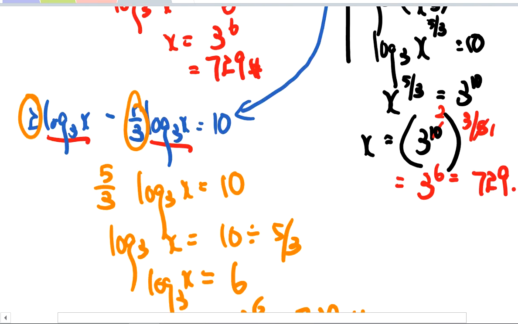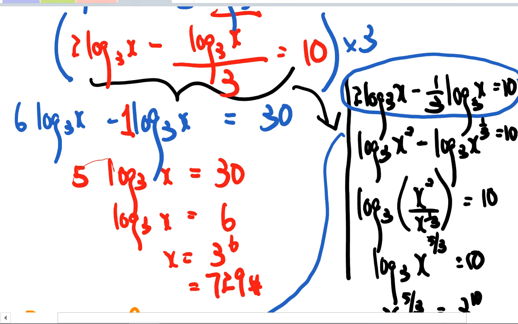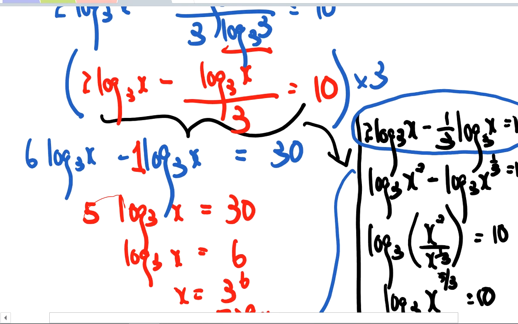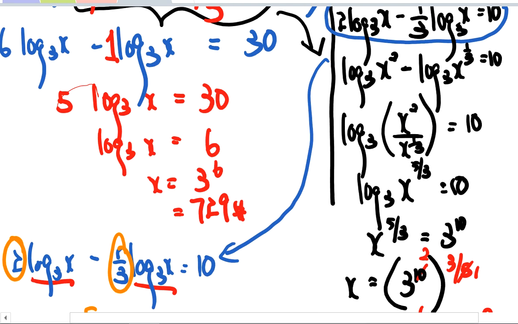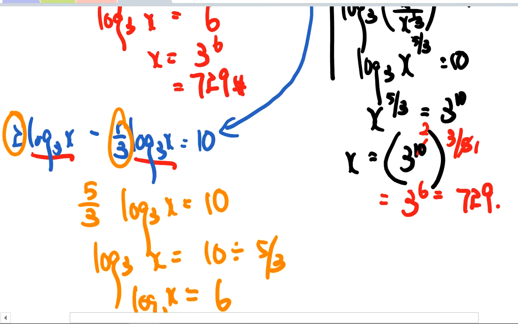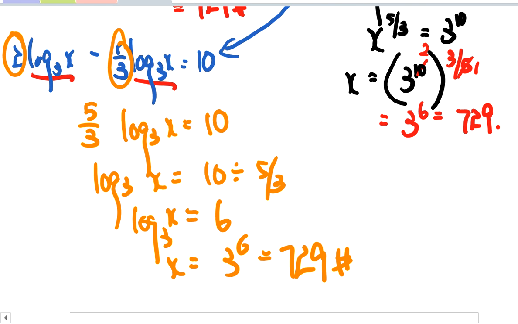Alright? So if you ask me, out of the 3 methods, I don't mind the first method in red. The method in black that Priya recommended, you must be very good with your indices. The one in orange to me is the easiest, it's the fastest.